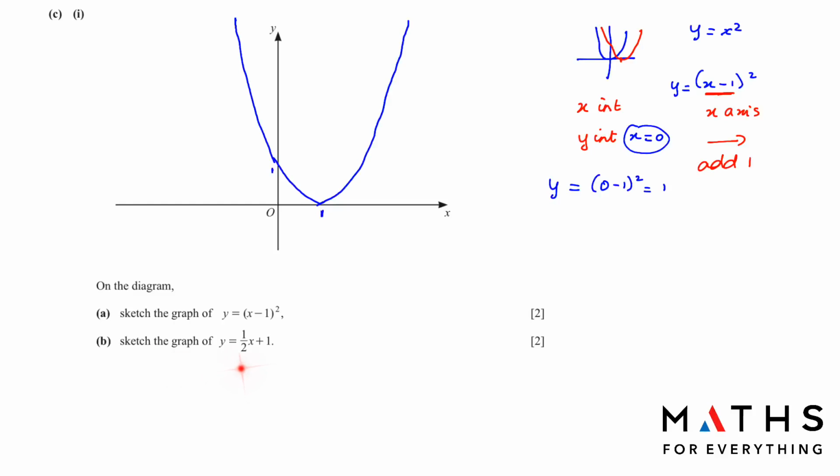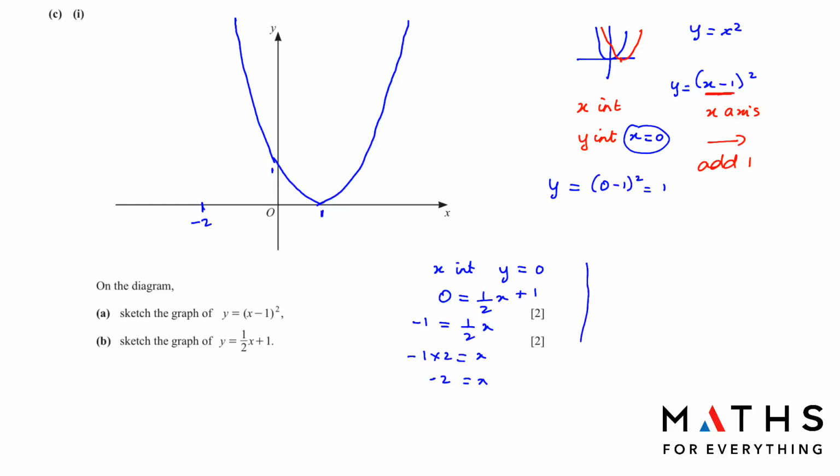Now B, sketch the graph of y is equal to half x plus 1. For the x-intercept, y is 0. So in place of y, we will substitute 0 and find x. We'll get negative 1 is equal to half x. The 2 we shall bring on the top. Negative 1 multiplied by 2 is equal to x. So let this be negative 2.